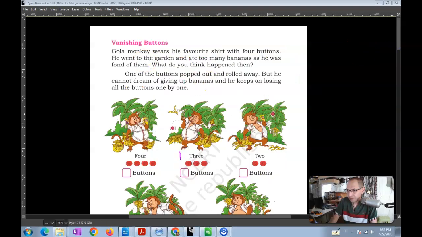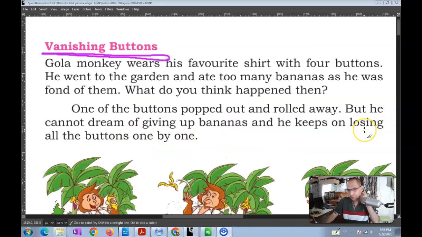Okay, so now what we have here is a model you can use for subtraction. It says, "Vanishing Buttons." Gola Monkey wears his favorite shirt with 4 buttons. So essentially the shirt had 4 buttons to begin with. He went to the garden and ate too many bananas, as he was fond of them. What do you think happened then?